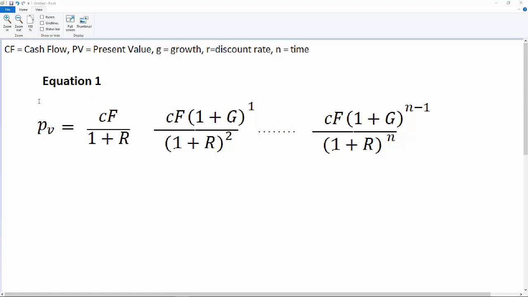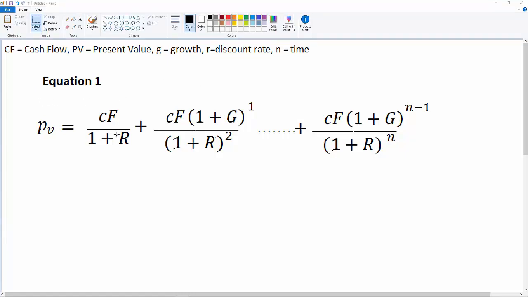So here's our original equation. What this is saying is cash flow divided by 1 plus r, plus the cash flow in the next period times 1 plus g to the power of 1. So again, if that was 100 and g was 2%, that would be 102 divided by 1 plus r squared. So what is inflation, or the discount rate? That is what you want to get per year, and that would be, let's say, again, 2%. So 1 plus 0.02 to the power of 2.